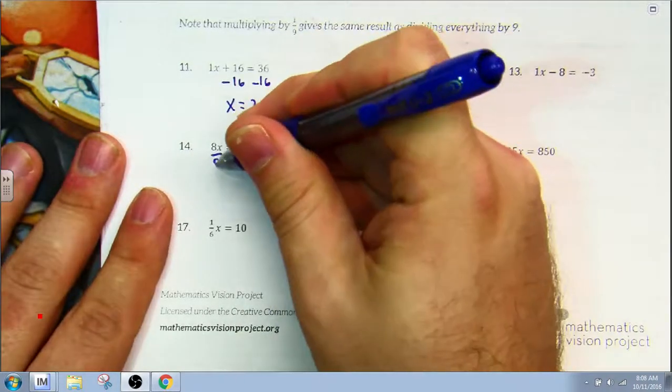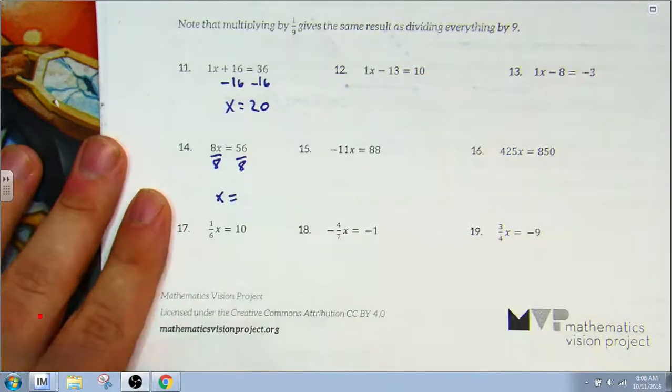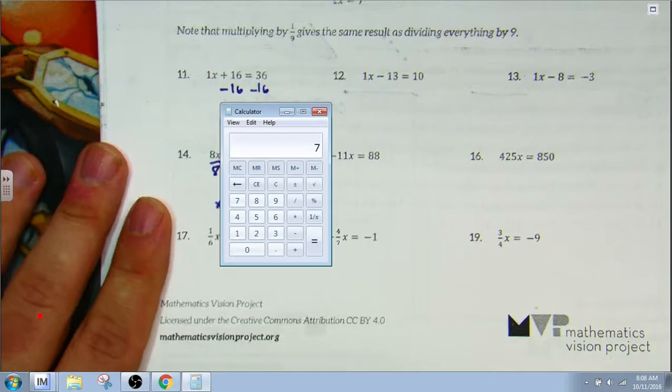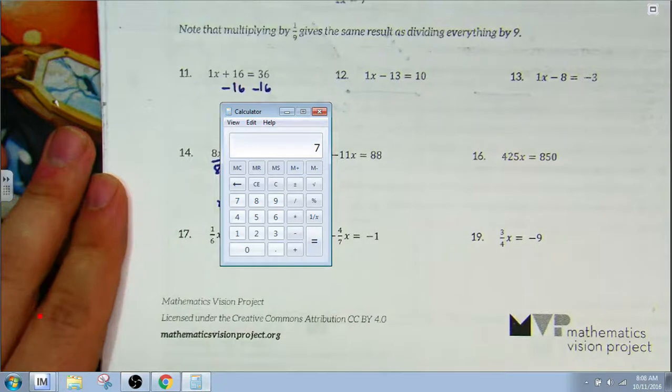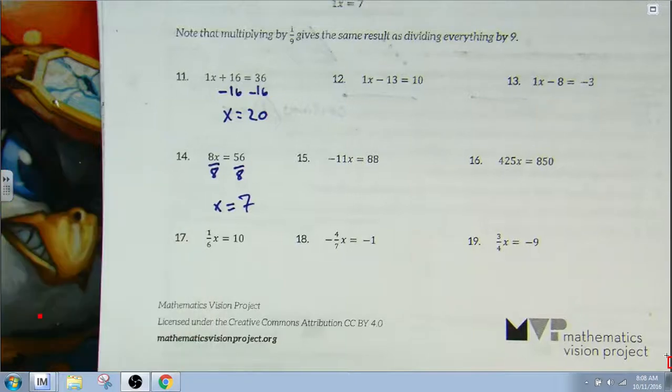If I divide by 8, divide by 8, x equals, my brain, it's too early in the morning, I haven't had my coffee. 56 divided by 8 is 7. And there we go. That's all, whoops, the calculator's hiding my answer. There it is. Move the 7 to show the 7. There we go. That's the homework.